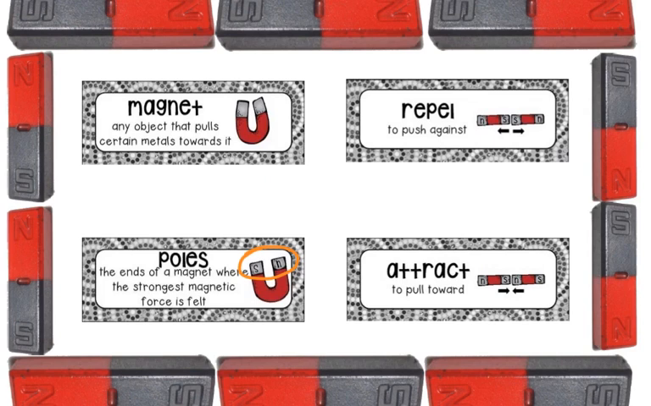The next vocabulary word is repel. Repel means to push against. This means that they will separate. And the last word is attract. Attract means to pull toward, which means come together. And there you have the 4 vocabulary words for this lesson.